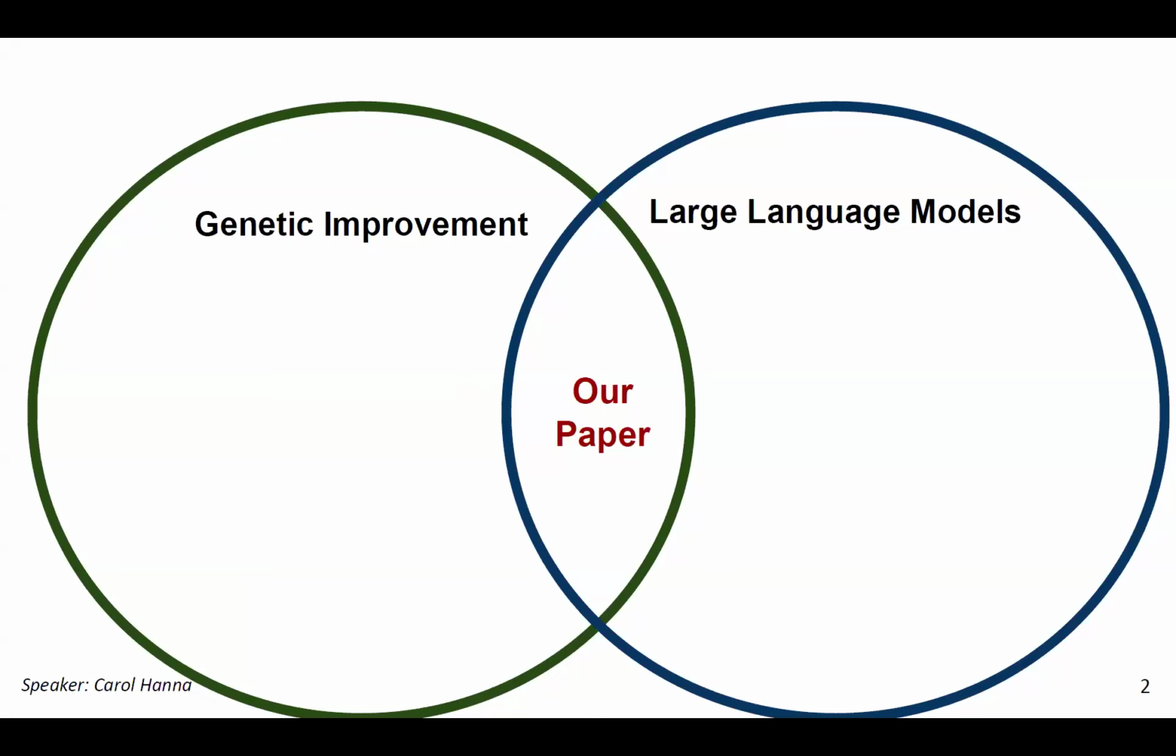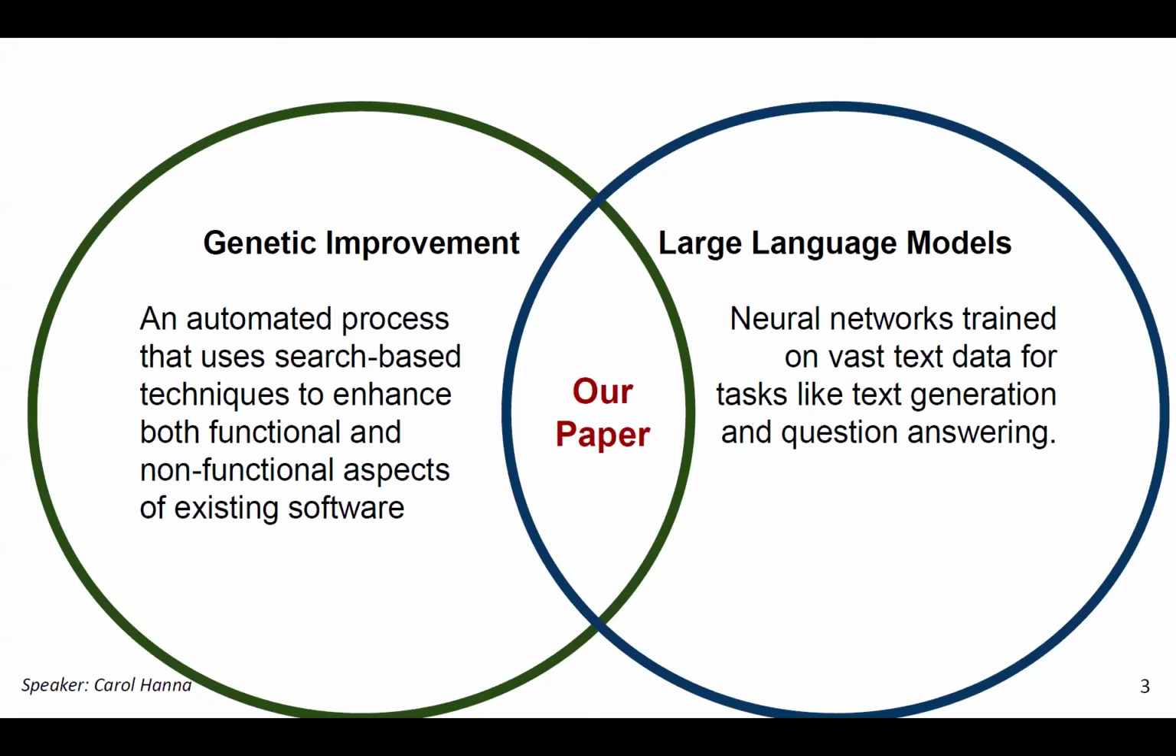I'd like to start off with introducing the background. So our paper intersects two topics: genetic improvement with large language models. Genetic improvement probably needs no introduction, especially after the keynote and the audience of this workshop, but generally it's an automated process that uses search-based techniques to enhance both the functional properties of software, such as fixing software bugs, and non-functional aspects as well, such as runtime or computational resource saving.